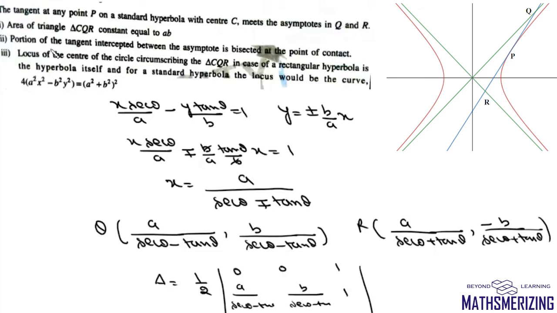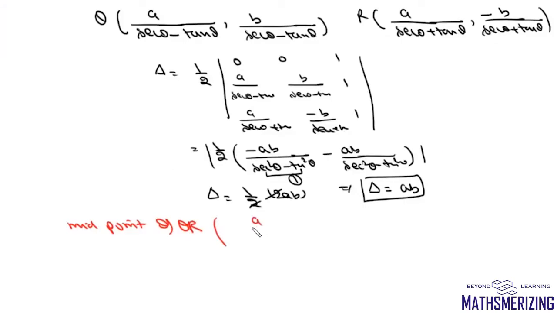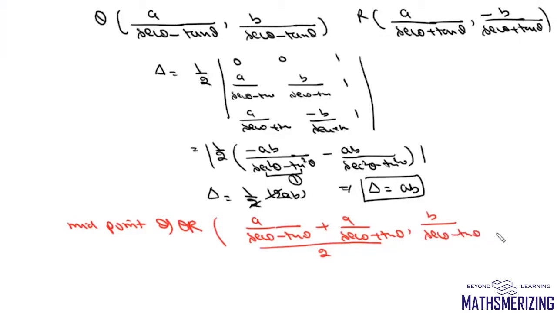Now the second part is we need to show that the portion of the tangent intercepted between the asymptotes is bisected at the point of contact. So we'll find the midpoint of QR. The midpoint of QR will be A upon secant theta minus tan theta plus A upon secant theta plus tan theta, by 2. In the same way, it will be B upon secant theta minus tan theta minus B upon secant theta plus tan theta, by 2.